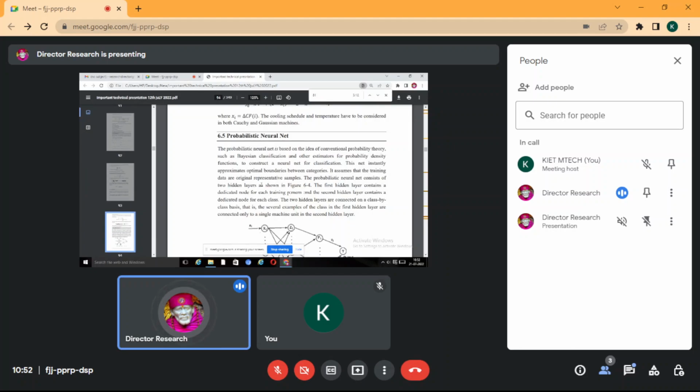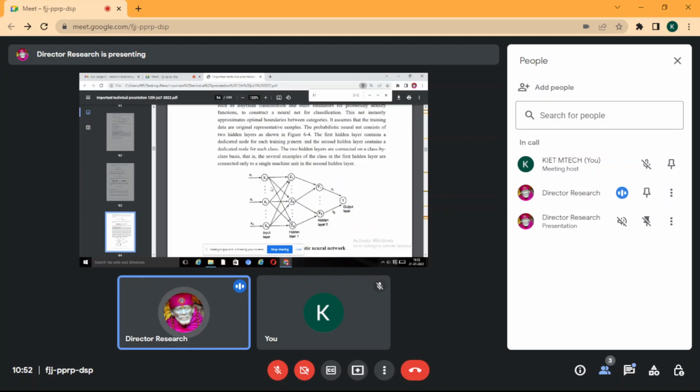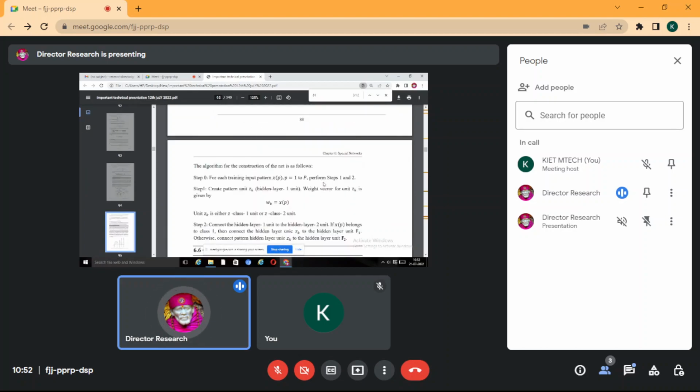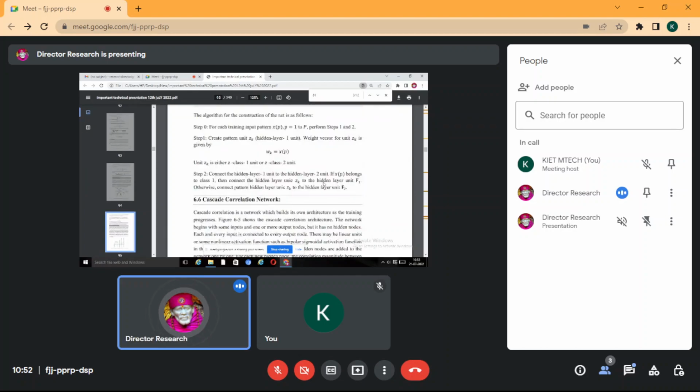The first hidden layer contains a dedicated node for each training pattern P. The second hidden layer consists of a dedicated node for each class. The two hidden layers are connected on a class by class basis. That is, for several examples of a class, the first hidden layer is connected to a single machine unit in the second hidden layer. The algorithm for construction of the net is as follows.